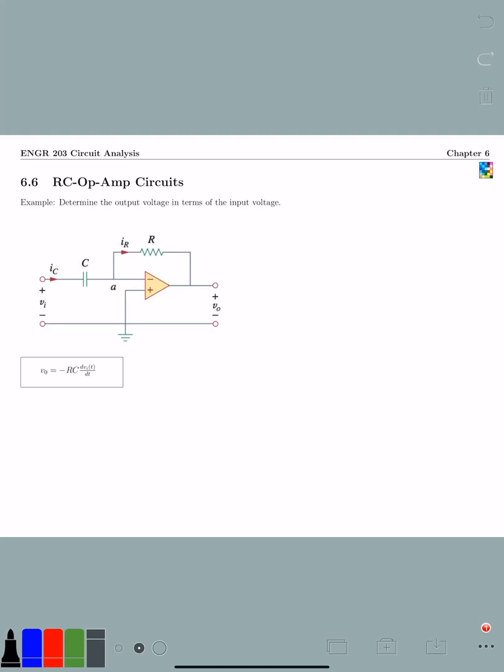Okay, so we have a couple of quick things to finish up chapter 6 here. We were talking about the op-amp circuits that had capacitors in them. As you can see from the notes here and the solution, the output is going to be the derivative of the input, which means this is going to be called the differentiator circuit. And so I wanted to go ahead and derive the formula here.